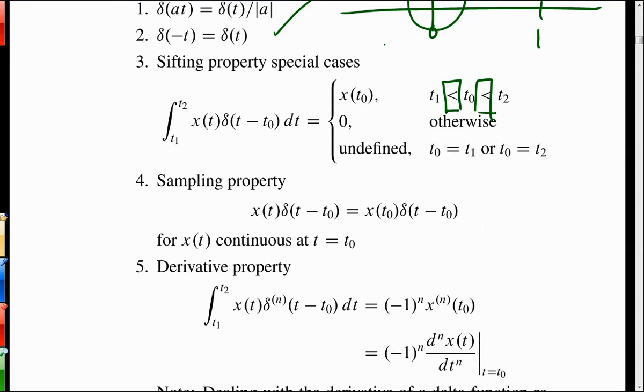And then the sampling property kind of follows from that. It says that if this is really what we're going to do with the delta function times a continuous function, it's like saying we've just got a delta function whose area now is x at t0.